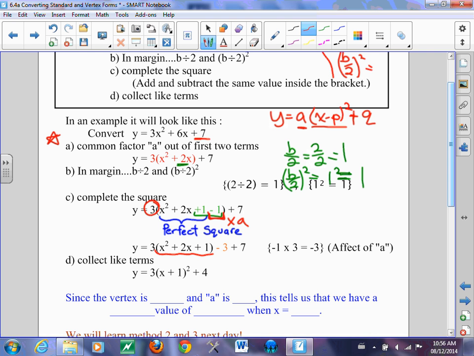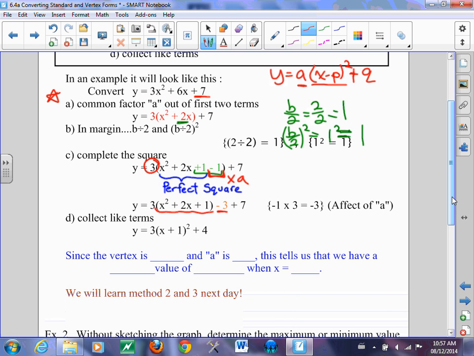There's always going to be a constant negative term that you're going to bring out, and you always have to multiply it by a. So negative 1 times 3 is negative 3. That's because of the effect of a, ladies and gentlemen. And then you do the same thing here. You complete the square and collect like terms.